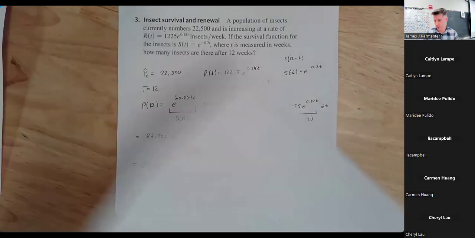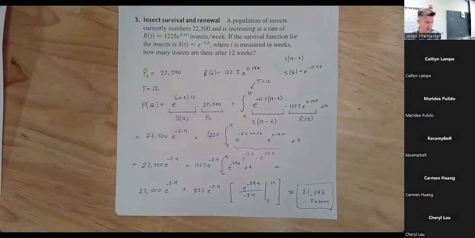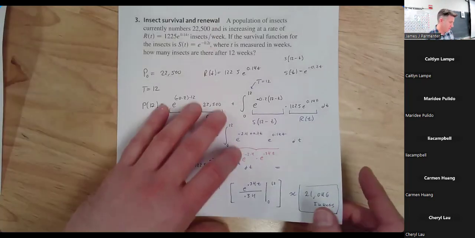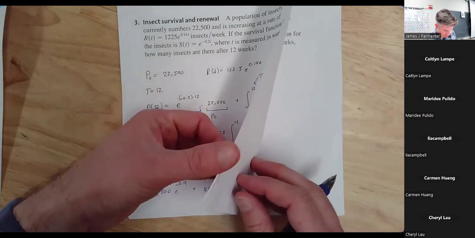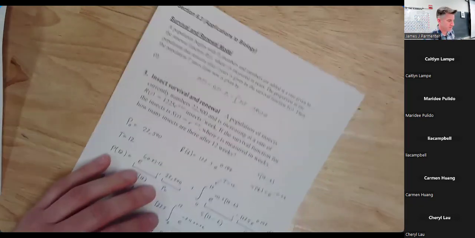Yeah, we probably should. The one thing I'll say about these survival renewal problems is it's really just reading the problem and making sure you're substituting the right things into the formula. And then the formula is usually not too awful. I mean, it's not the best, but it's not the worst. I know that's not high praise, but you know.